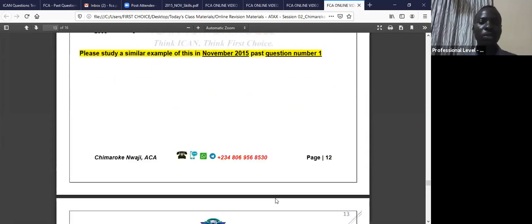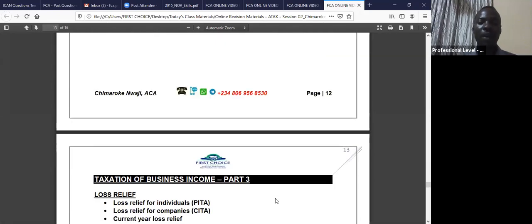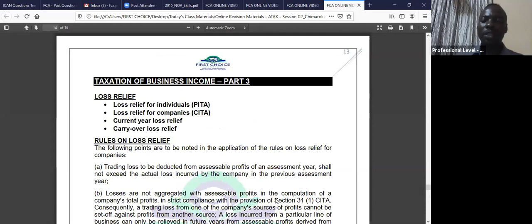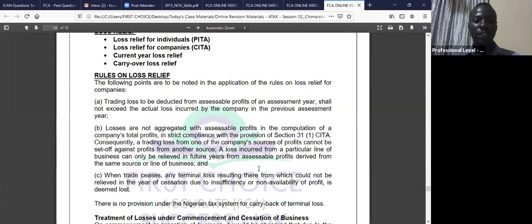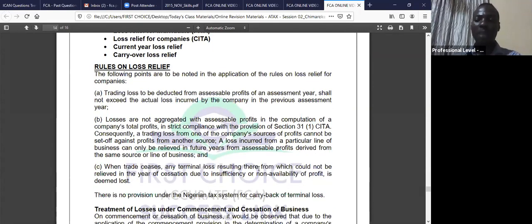So far so good. We've learned part 2 of our business income. Part 3 is all about losses. Now, I will talk about loss briefly. In loss, we have what we call the current year loss and the carryover loss. And one thing we should know about loss is that the loss from one part of the business for a particular year of assessment is used to relieve. If you have loss and you carry over to the next year, you're only going to relieve it from that same segment or line of business in respect of a company.